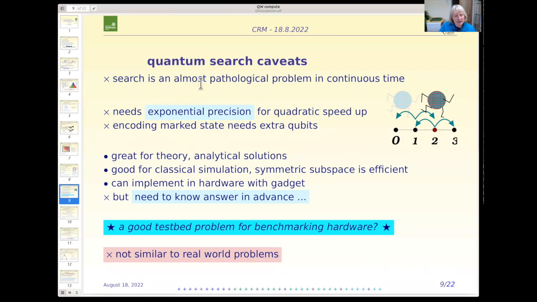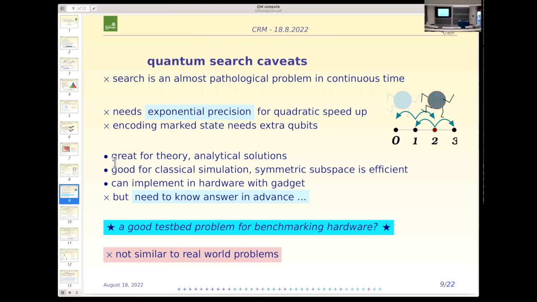We had a bunch of caveats we found after looking at quantum search yesterday. This is just a repeat of the slide. You need exponential precision for the hopping rate, for the parameters, in order to get the quadratic speed up. And if you want to really encode the marked state into hardware that only has pairwise interactions, you're going to need to use extra qubits, and unless you want to use exponentially many qubits, you'll have to do it perturbatively.